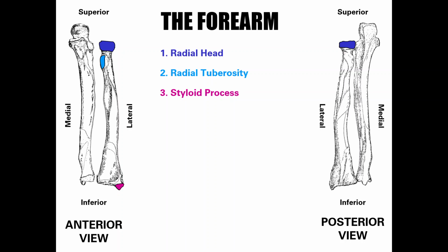We also have a styloid process, which you can palpate. You have the ulnar notch, which is where the head of the ulna articulates at the distal portion of the radial ulnar joint.